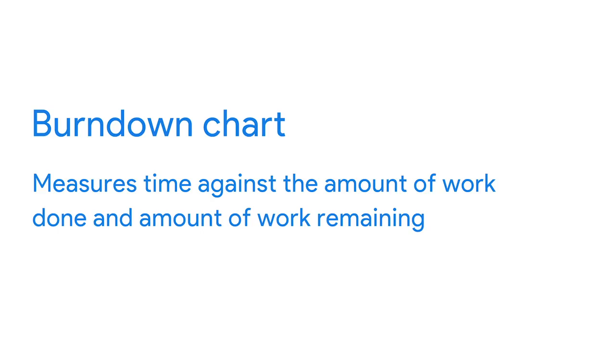A burndown chart measures time against the amount of work done and the amount of work remaining. The goal of using a burndown chart is to keep the team aware of how they're doing against their overall goals. In a Scrum team, burndown charts reflect how the team is doing with completing user stories during the sprint. The Scrum Master will review the burndown chart, sometimes daily, to examine if the team will hit their goals or not.